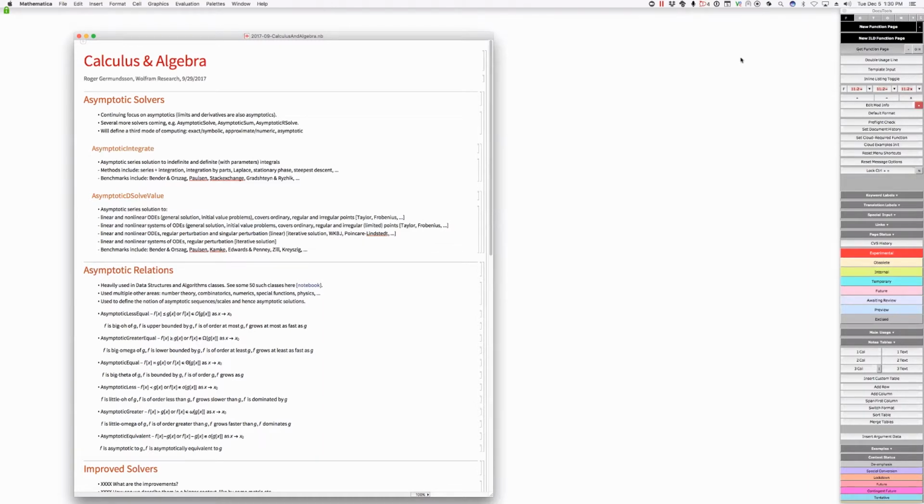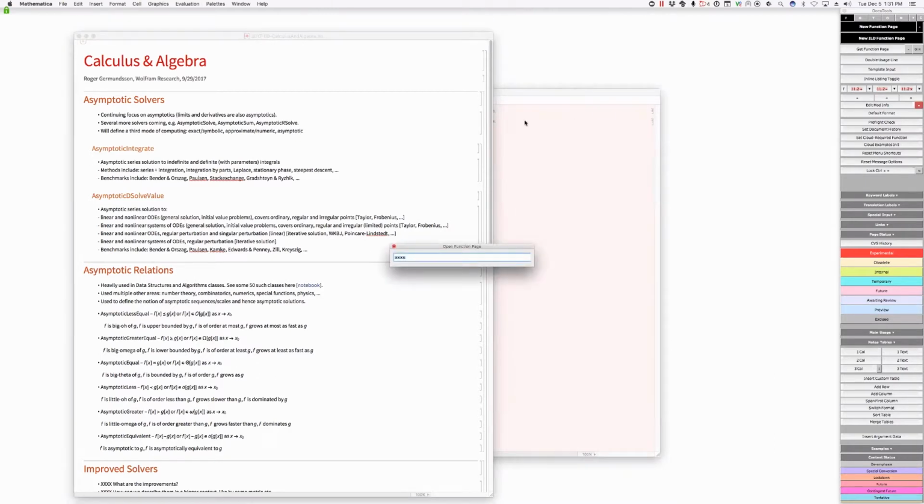Yeah. Oh, my documentation thing is broken here. Doesn't open that. Okay. Asymptotic integrate.